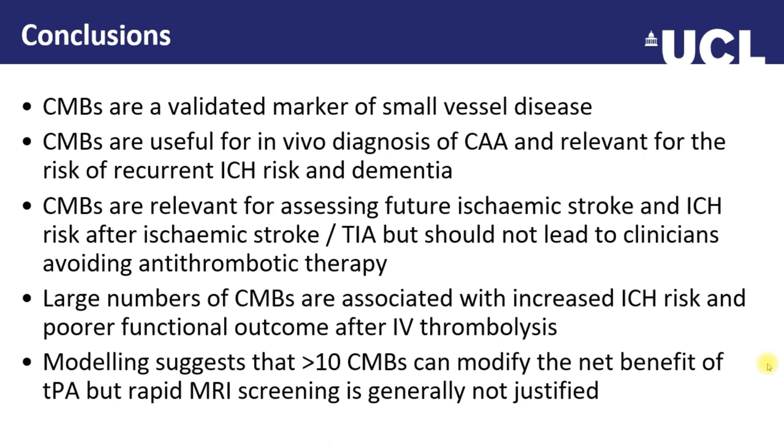So I'd like to conclude that cerebral microbleeds are a validated marker of hemorrhage-prone small vessel disease. They're a useful diagnostic marker for cerebral amyloid angiopathy, relevant for the risk of recurrent intracerebral hemorrhage and dementia. They're relevant for assessing future ischemic stroke and intracranial hemorrhage risk in people with recent ischemic stroke or TIA, but even large numbers of microbleeds shouldn't lead to clinicians avoiding antithrombotic therapy based on present knowledge. Large numbers of microbleeds are associated with increased intracranial hemorrhage risk and poor functional outcome after intravenous thrombolysis, and 10 or more microbleeds can modify the net benefit of intravenous thrombolysis, but rapid MRI screening is generally not justified.